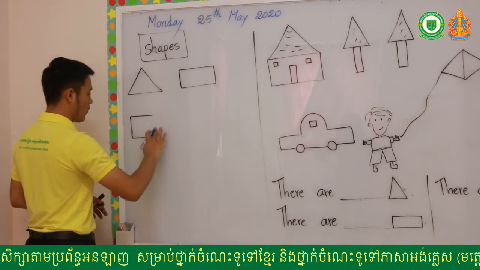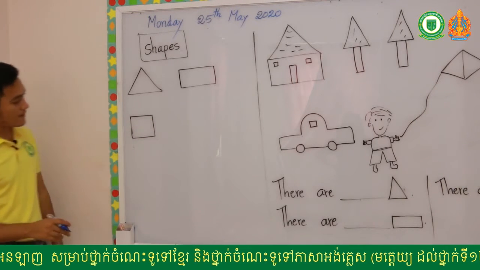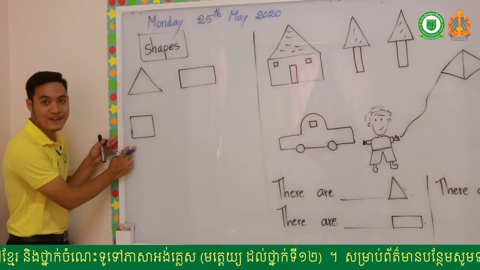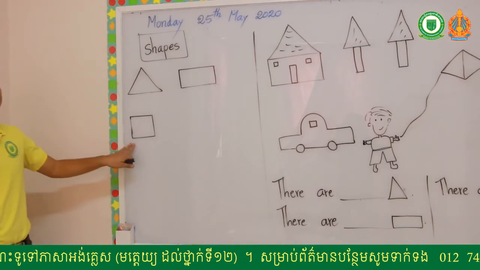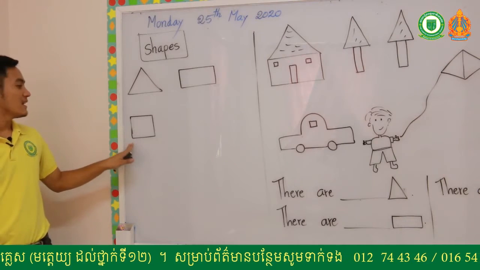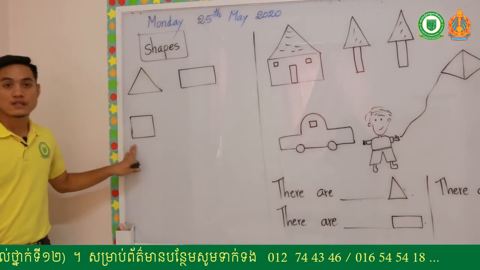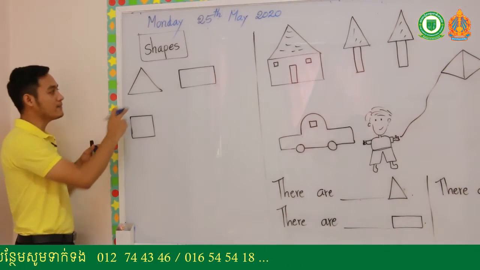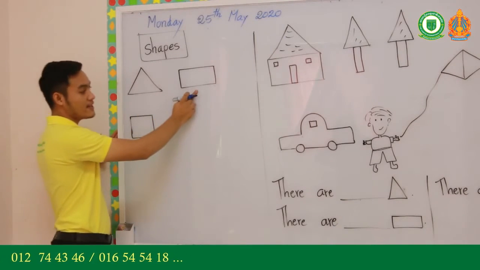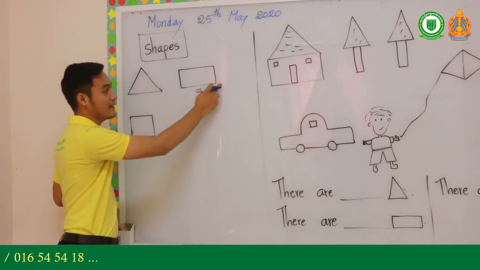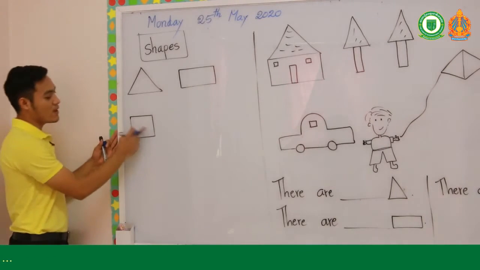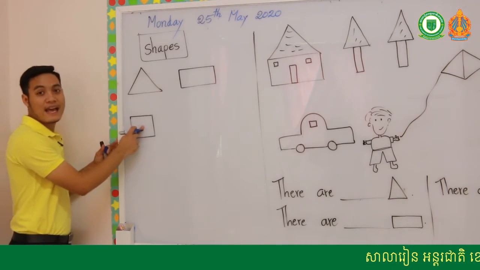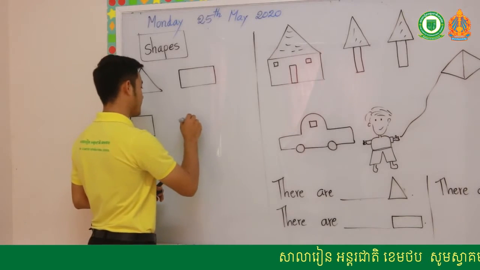What about this one? What shape is this? This one is square. Good, square. Very nice. Read together, square. Again, square. Okay, from the first one, this one is triangle. Again, triangle. The second one is rectangle. Again, rectangle. Good. And this one is square. Again, square. Good, square.